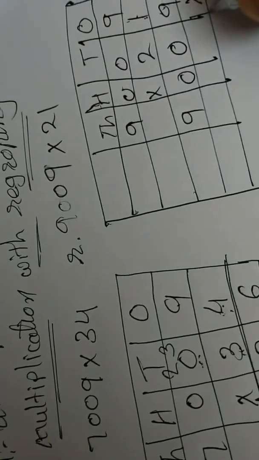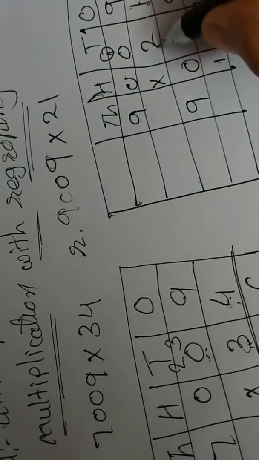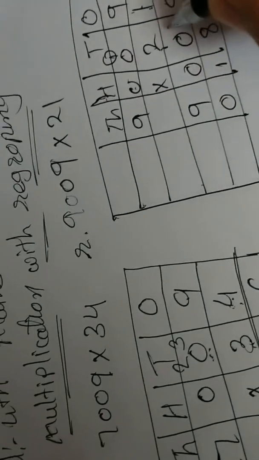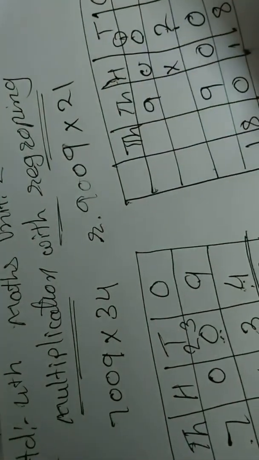Proceed out in the ones place. 2 nines are 18. Write here 8. 1 is a carry over. 2 zeros are 0. 0 plus 1, 1. 2 zeros are 0. 2 nines are 18. So here 10,000 and then like this.